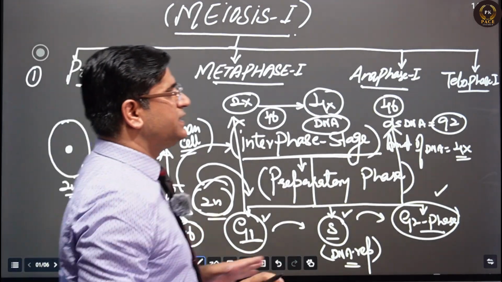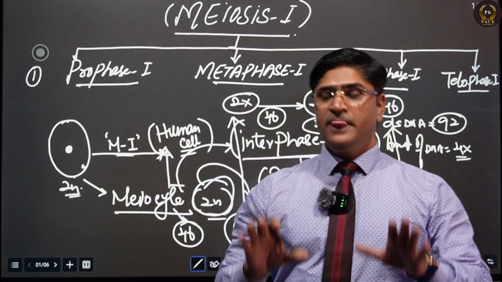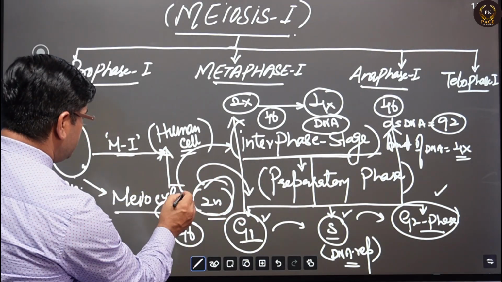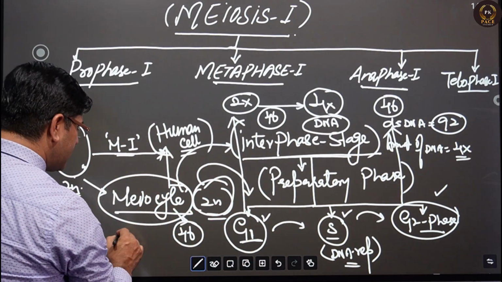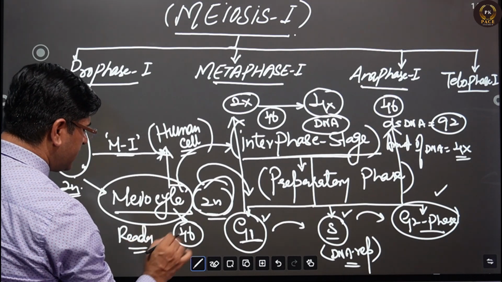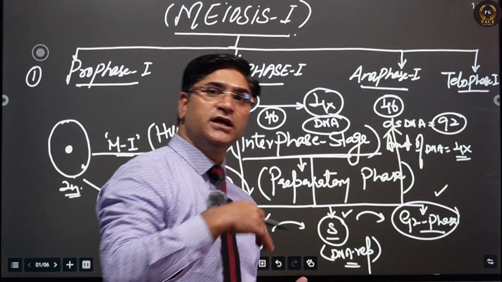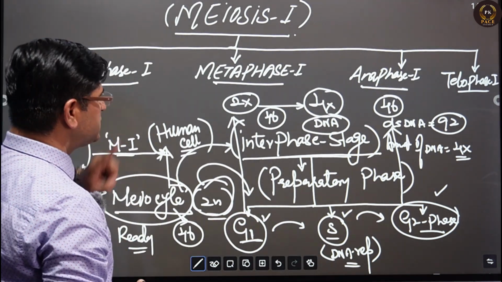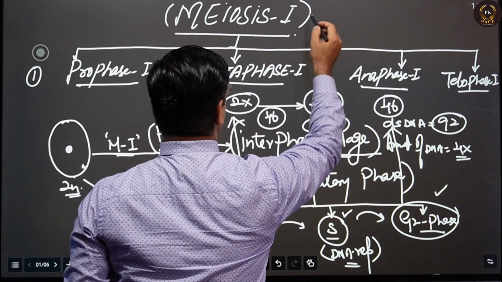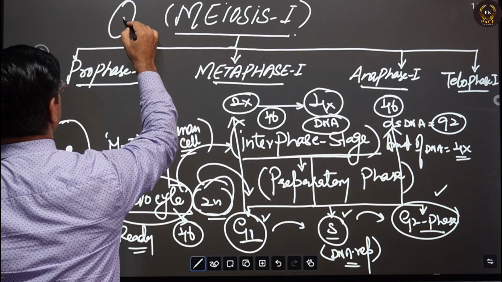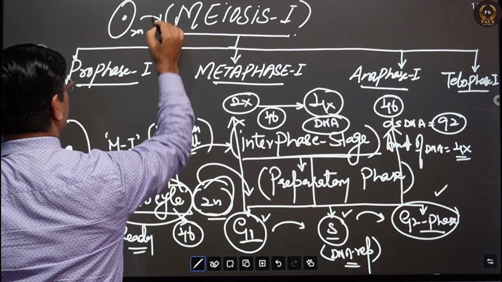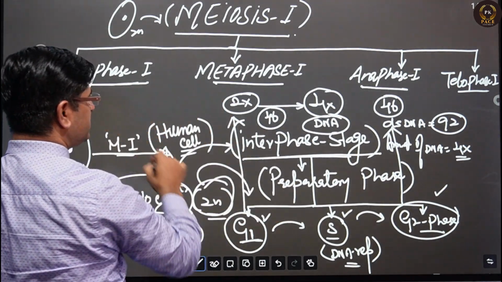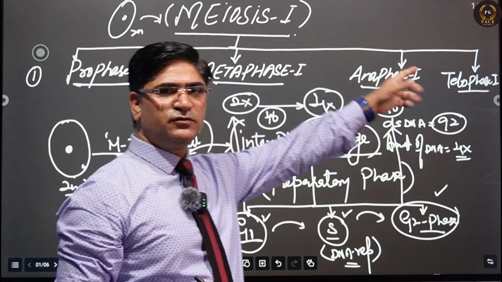Now once the interphase is complete, this meiocyte cell is ready for cell division, and it will enter the meiosis stage. Meiosis 1 will get started. When this diploid meiocyte enters meiosis 1, it gets completed in different phases: prophase, metaphase, anaphase, and telophase 1.